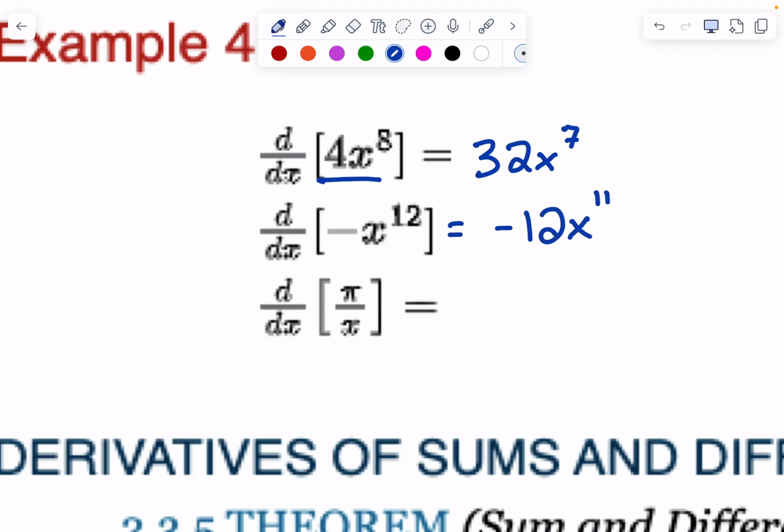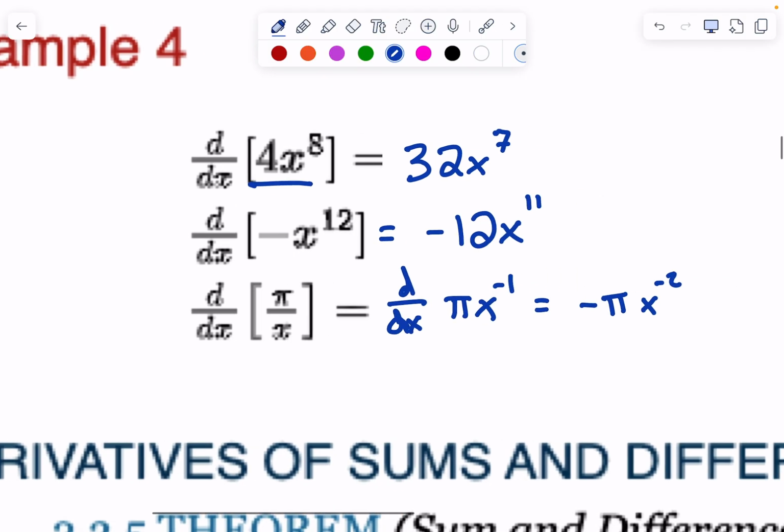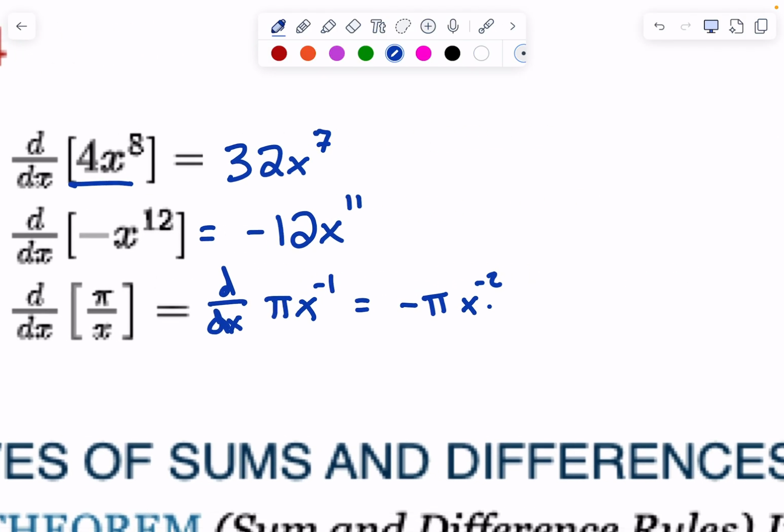Let's fix him first. d over dx of pi x to the negative first, right? I'm going to make that negative first. So they're both going up to the numerator, right? Like the pi's already in the numerator. Negative x is going up. Negative pi x to the negative 2, right? If I subtract 1. But now I've got to move him back down. So negative pi over x squared. You got it.